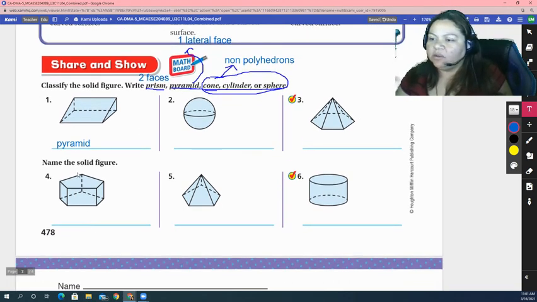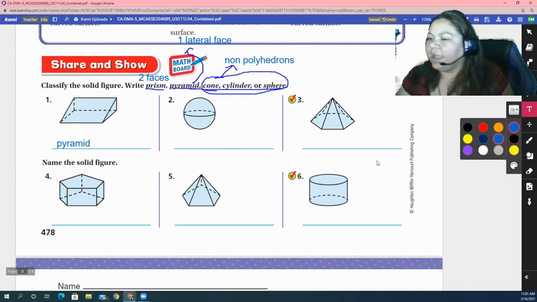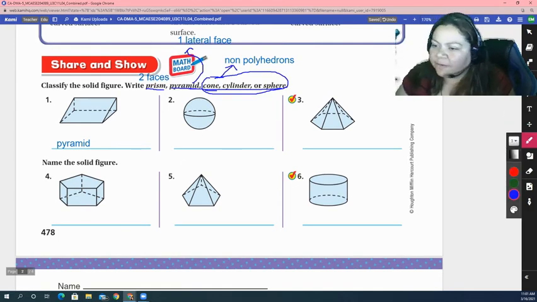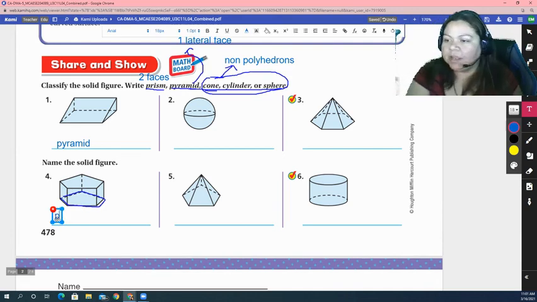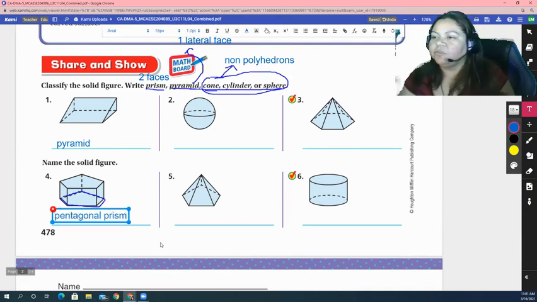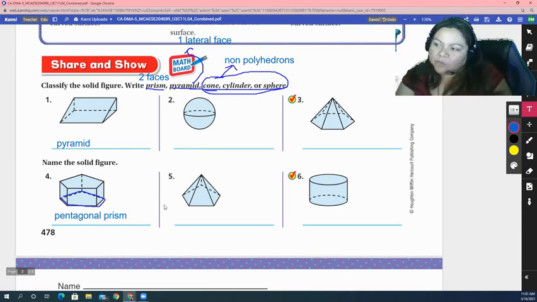And then on this one, you name the solid figure. Remember, I know that this is a prism because it has two congruent figures as the bases. On the base we have 1, 2, 3, 4, 5. So a 5 means it's a pentagon, but it's a prism, so it's a pentagonal prism. Okay, so those are my two examples, and you'll have more to practice.